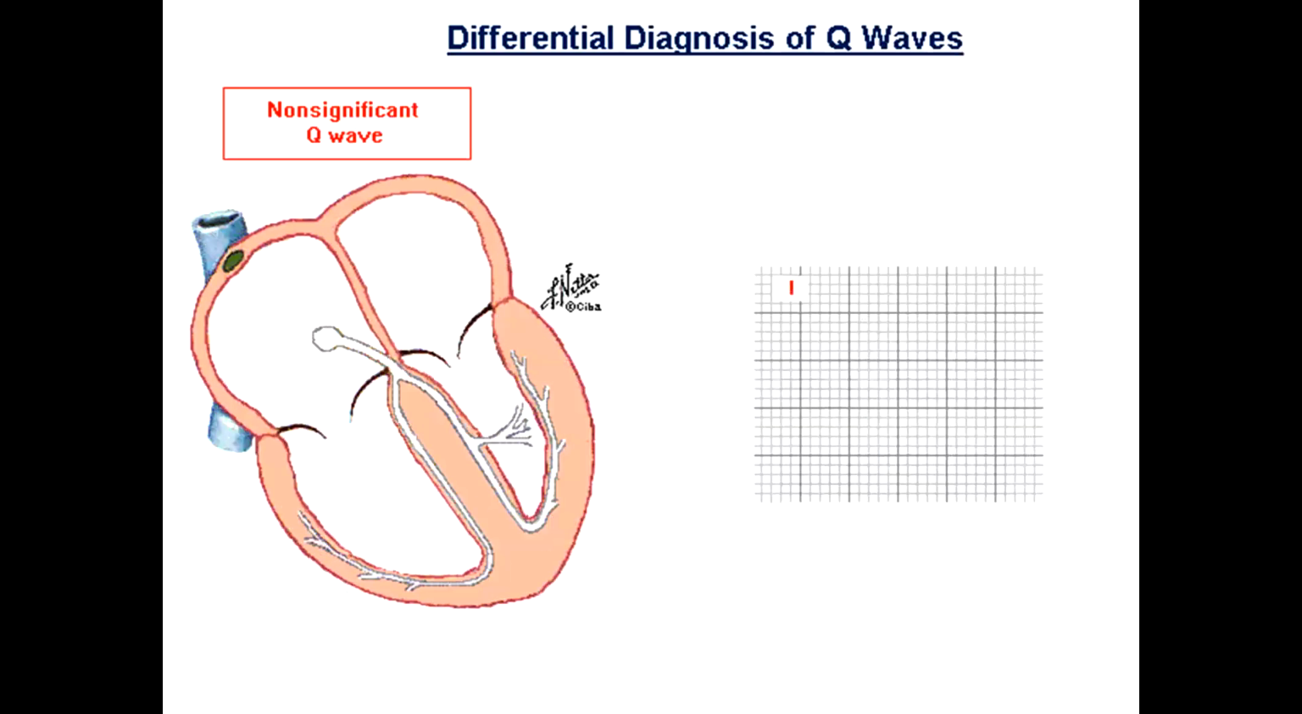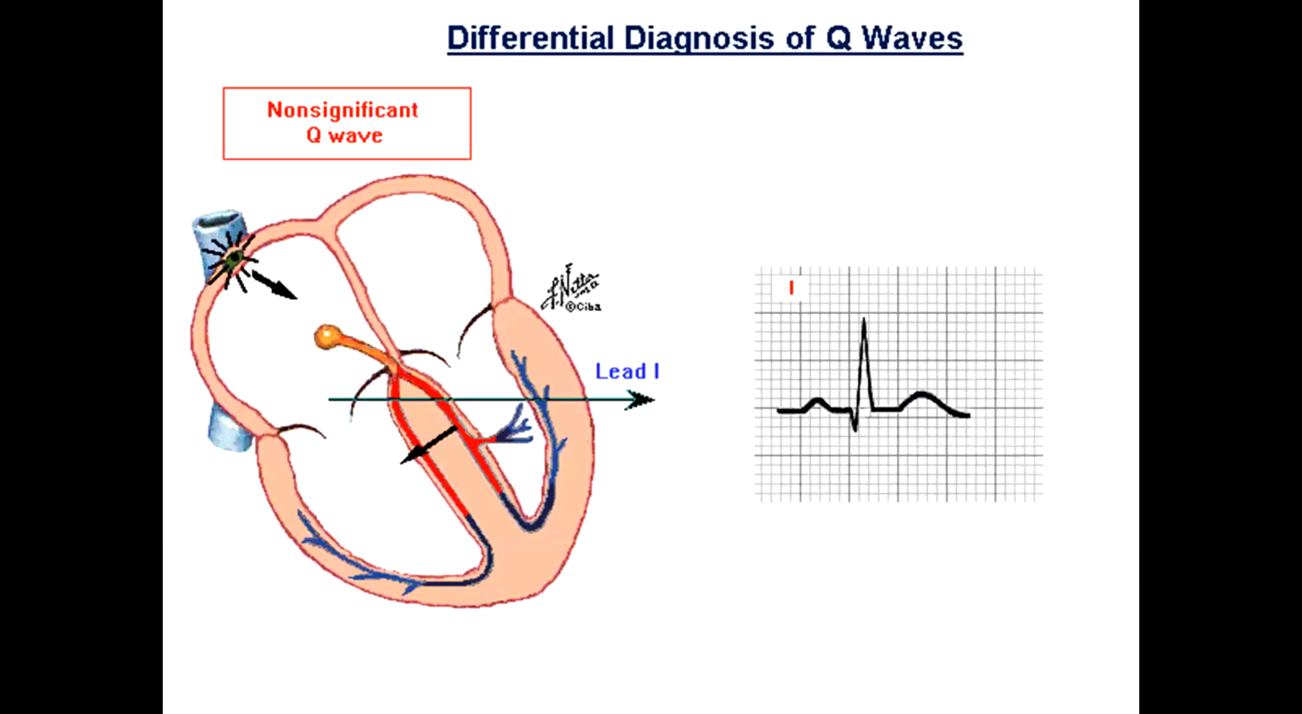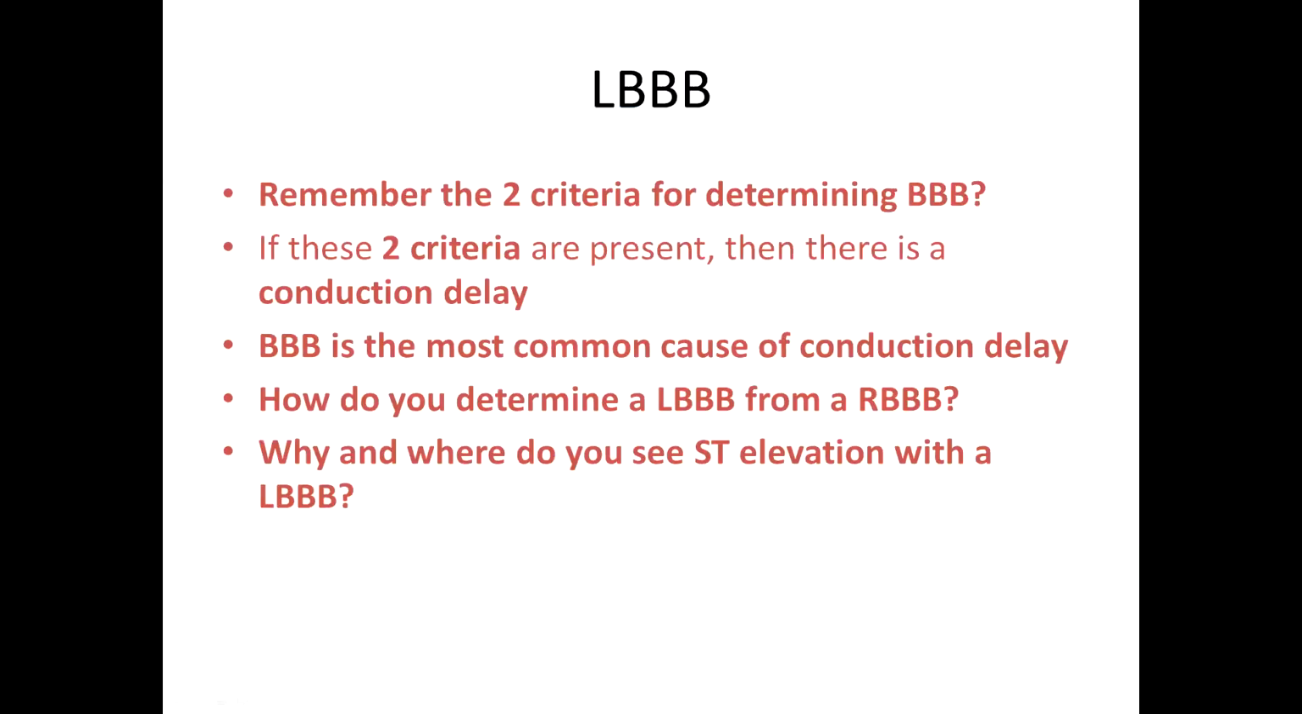Okay. Here's a non-significant Q wave. It's normal size, right? You guys have all seen that before. Okay. All right. One other point is the presence of a bundle branch block. Now here, I don't know why I put LBB, but I can't change it now because I'm in the middle of the presentation. So remember the two criteria for determining a bundle branch block.